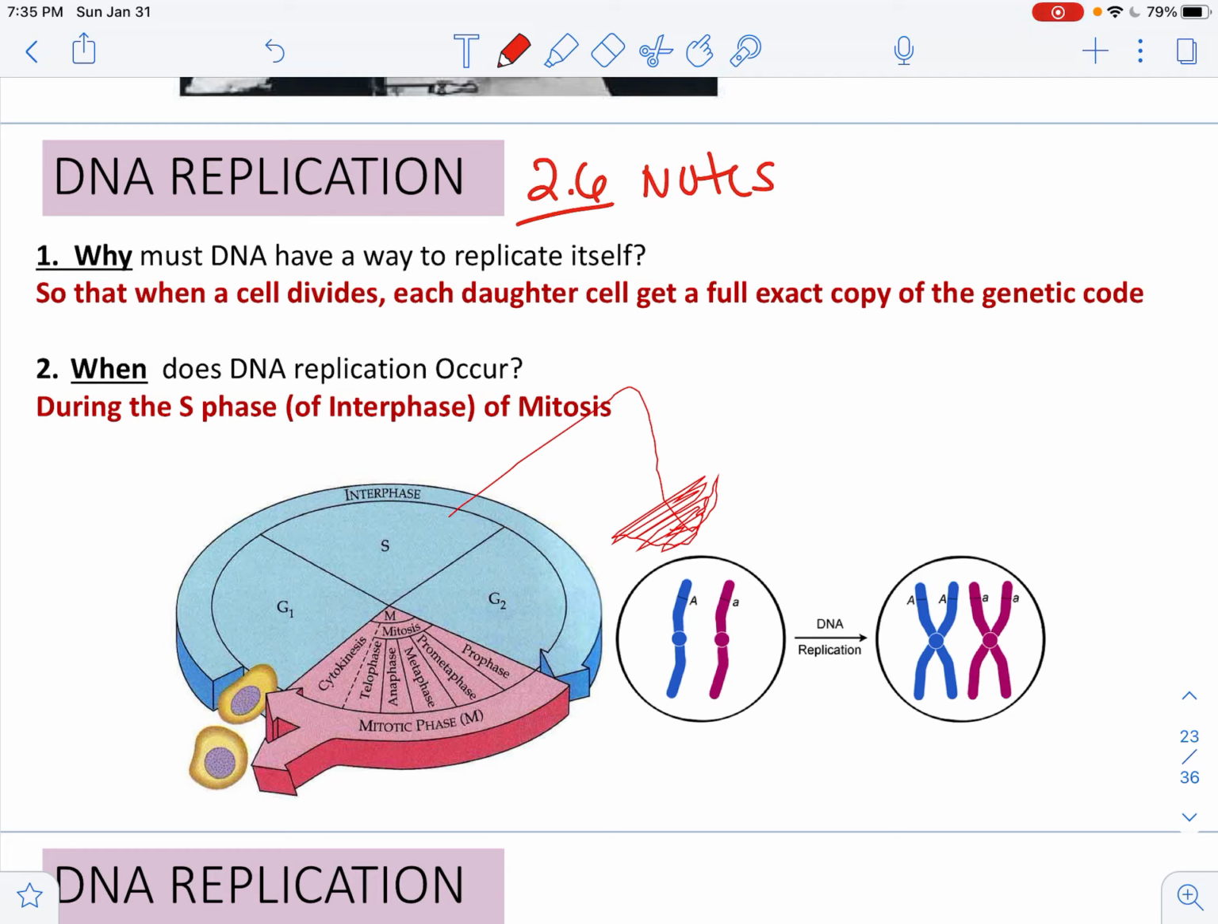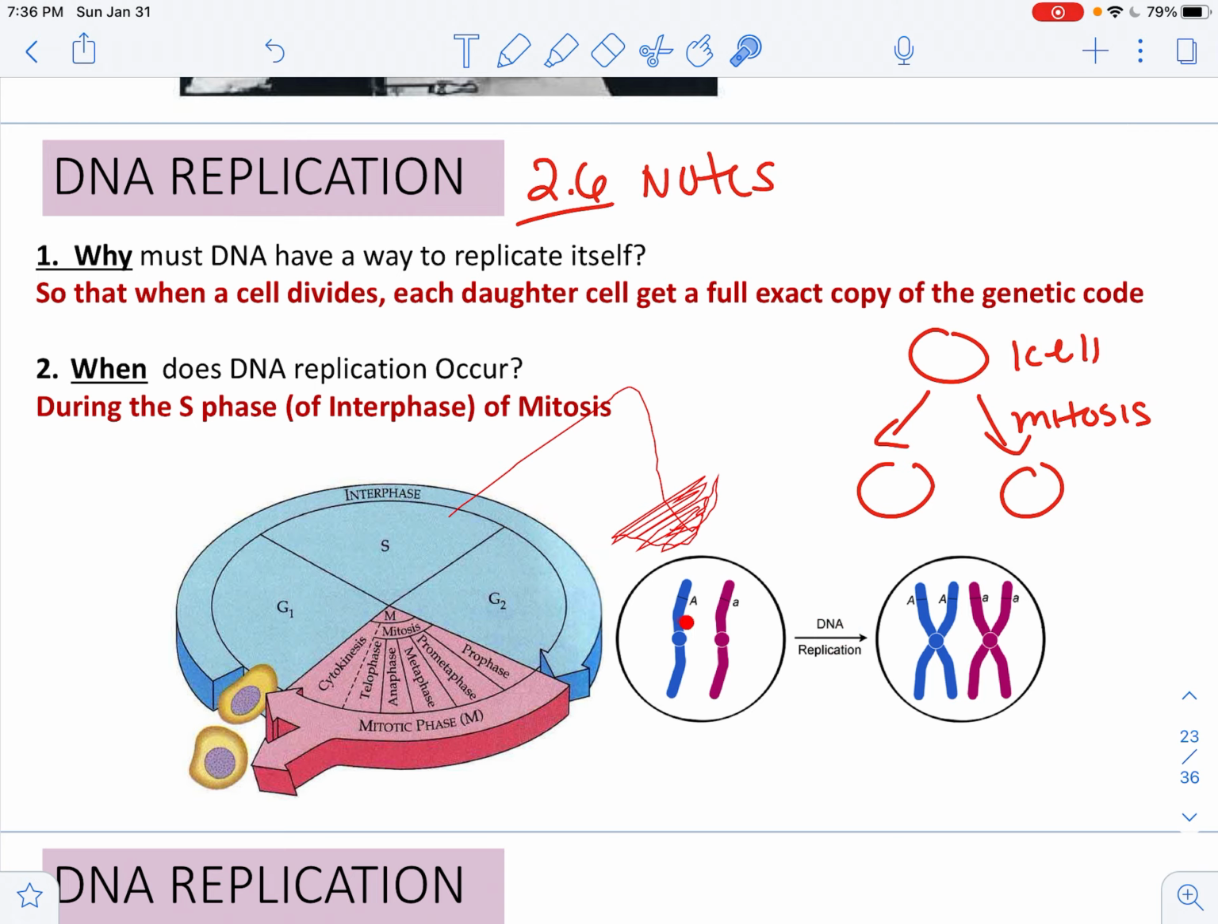So number one, why does DNA have to have a way to replicate itself? This ties into cell division. Remember when we said you're going to have one cell dividing into two cells? In mitosis, you have to copy the DNA or copy the chromosomes, which is where the DNA is. So now we're looking at how a chromosome makes a copy of itself and it's attached as a sister chromatid. We're looking at the process.